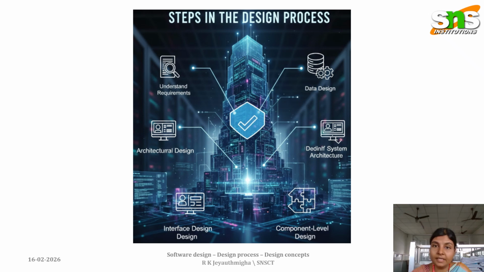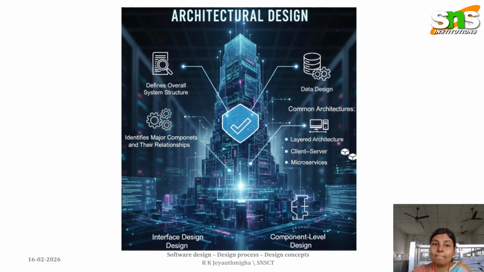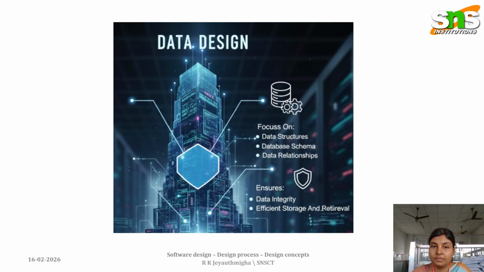So the steps in the design process are understanding the requirements, data design, architectural design, defining the system architecture, then interface design and component level design. In architectural design, the common architectures are the layered architecture, client-server architecture, microservices. Data design focuses on the data structures, database schema, data relationships. It ensures data integrity, efficient storage and retrieval.